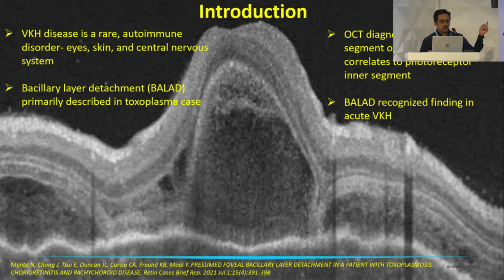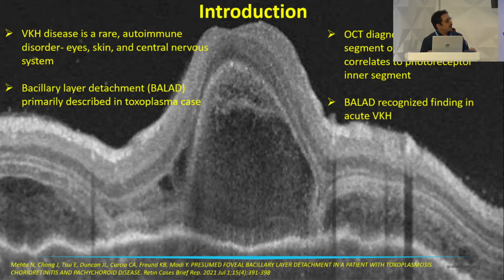So if you look at this slide particularly, what we found in literature, the definition of BALAD is the split of the inner segment of the myoid zone. And if we have to compare it histologically, that is correlating to the photoreceptor layer inner segment. So BALAD is very much a recognized entity in VKH.